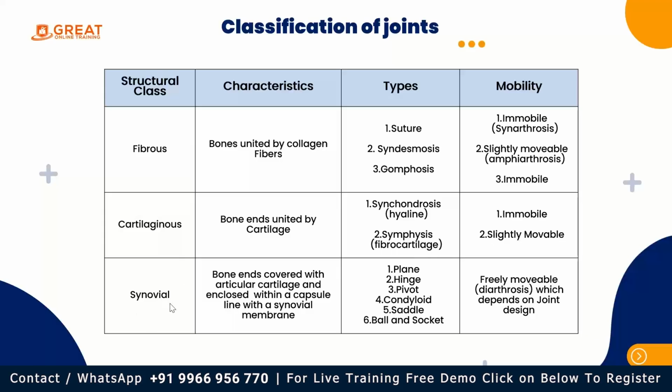And next are synovial joints: the bone ends are covered with articular cartilage and enclosed within a capsule lined with a synovial membrane. The types are plane joint, hinge joint, pivot joint, condyloid, saddle, and ball and socket. These are the types of synovial joints, and these are freely movable, depending on joint design.